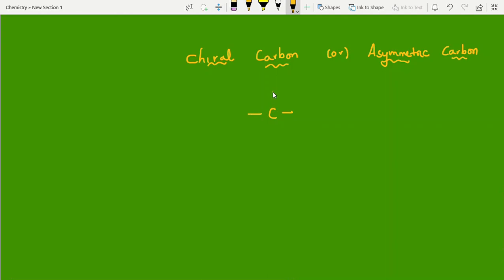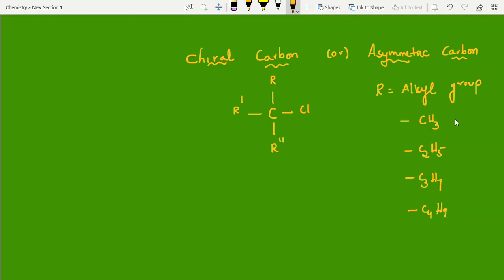It has 4 bonds. One is R, another one is R dash, another one is R double dash, and this is chlorine. I am taking 4 different groups. Here R is nothing but an alkyl group. Alkyl means like methyl group, ethyl group, propyl group, butyl group. Any alkyl group. This is methyl, 1 carbon. This is ethyl. This is propyl. This is butyl.